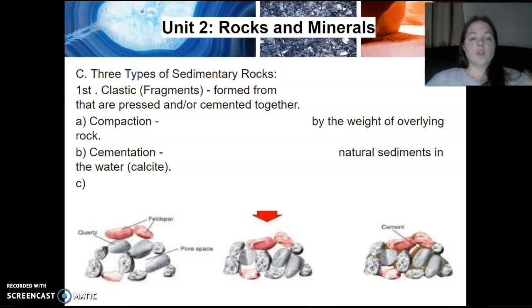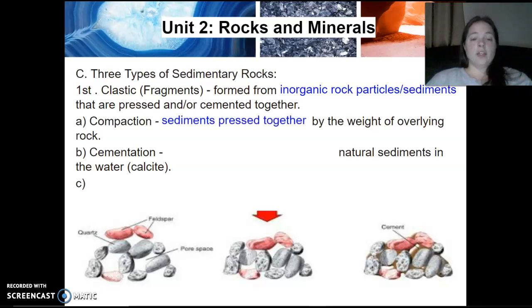So there are 3 types of sedimentary rock. The first type you have is clastic, or fragments. They form from inorganic rock particles and sediments that are pressed and or cemented together. Compaction is where they're pressed together by the weight of overlaying rocks. Cementation is where sediments are glued together by natural sediments in the water, like calcite. So water helps to cement this stuff together.